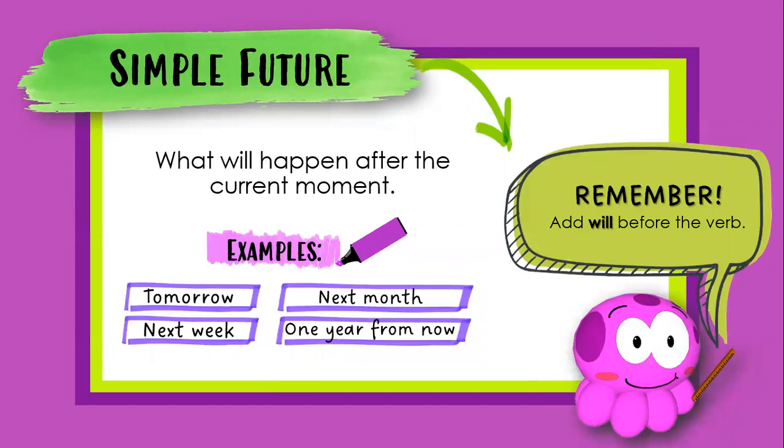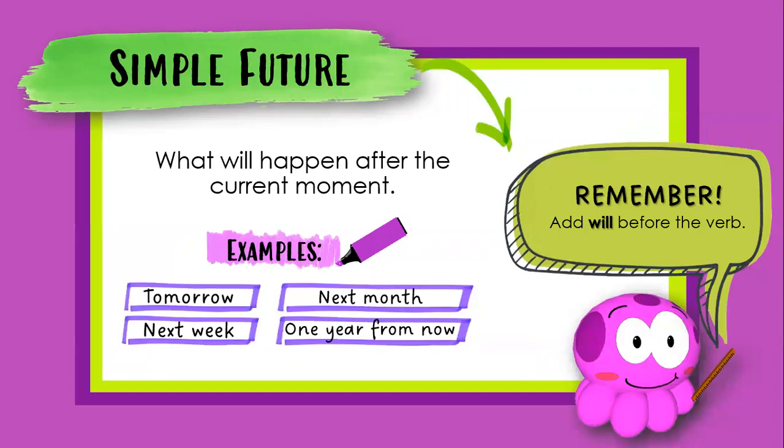This is simple future. Anything that happens in the future is going to happen after the present moment, after the current moment. So those could be tomorrow, the day after tomorrow, 1 week from now, next month, next year, 10 years from now, or even 5 seconds from now. All of these moments are in the future.